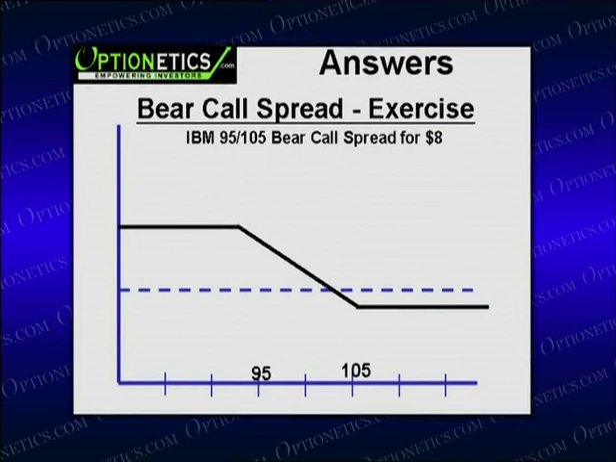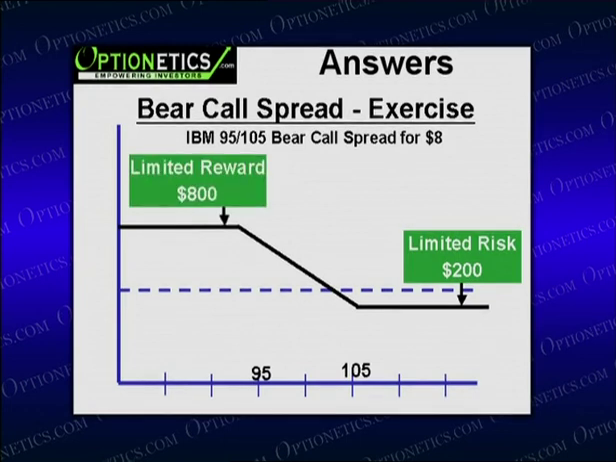Okay, we're back, and let's take a look at the answers on the bear call spread exercise. Basically, what we have here is the answer to the risk graph of the IBM 95-105 bear call spread for an $8 credit. Let's look at our risk first. The risk is to the upside, in case this trade, which you think is bearish, decides to turn bullish. That risk would only be $200. The reward, which is the credit, that's your limited reward.